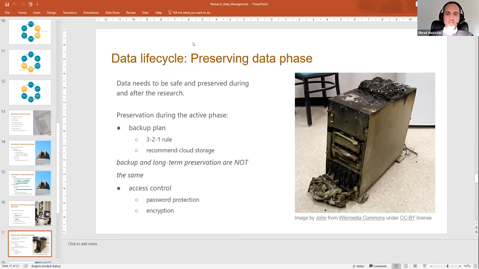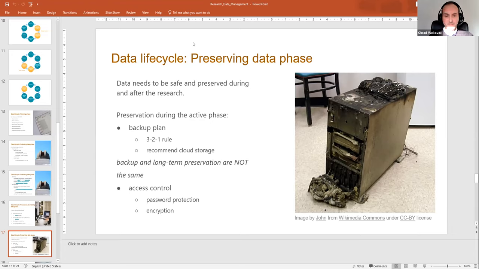And data needs to be safe during the active phase and after the research. During the active phase, you should tell them about a backup plan, and that is something that must be discussed during the planning phase as well. There are some rules. One of the most common is the 3-2-1 rule for backup. Three copies of data, two on different media, and one of these copies should be outside of your institution or their workplace.